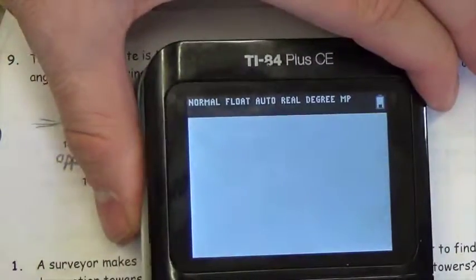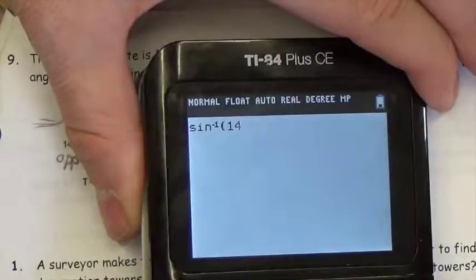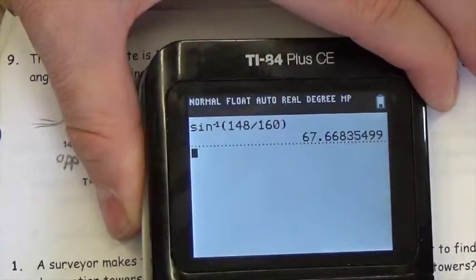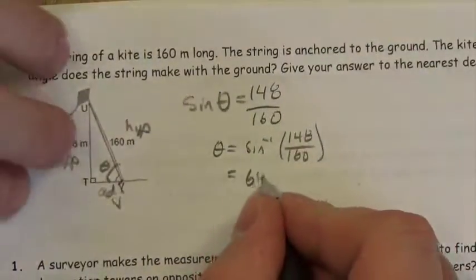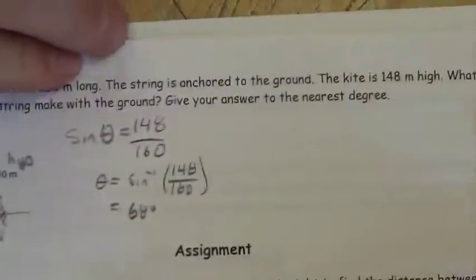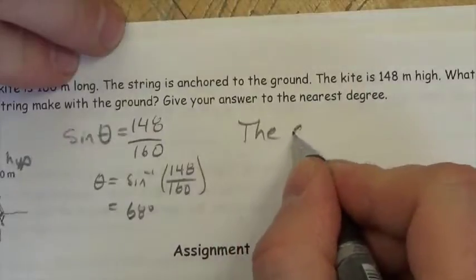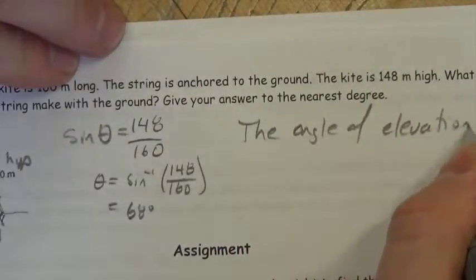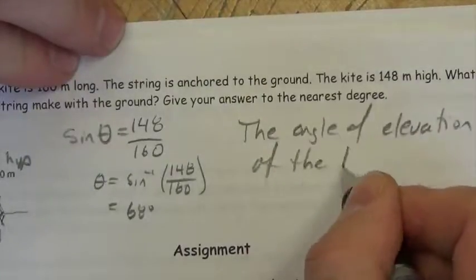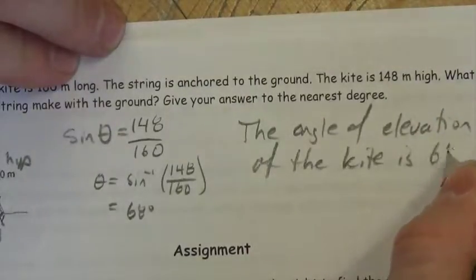So second sine of 148 divided by 160, and we get, to the nearest degree, 68 degrees. So then we can answer here: the angle of elevation of the kite is 68 degrees.